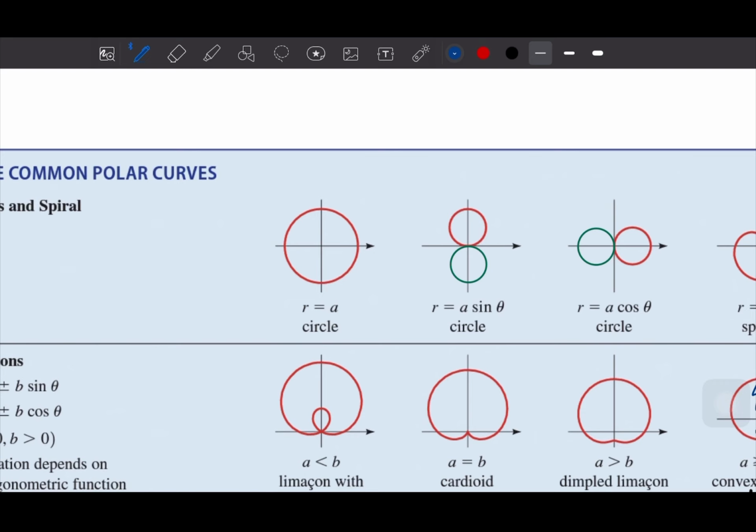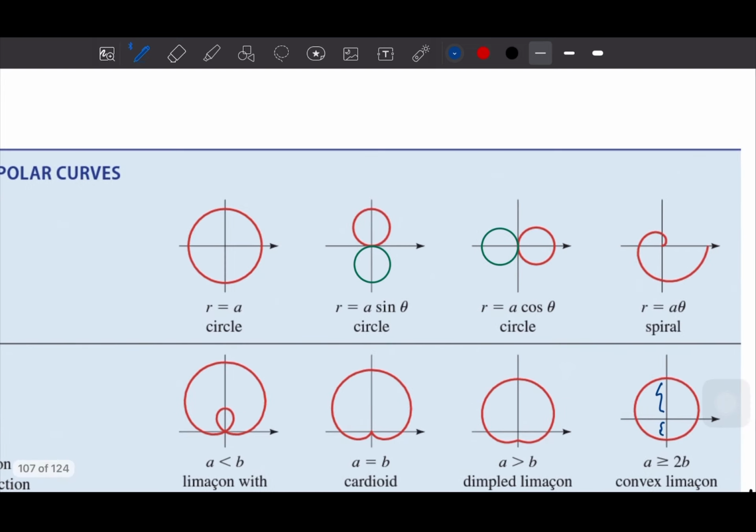And then when you have cosine, you will have it on the left and on the right. The right is positive, the left side is negative. It's always like that in every aspect. So this is very basic. And then when you have a spiral, you will have it like this. Not necessarily discussed much, but just for your information.